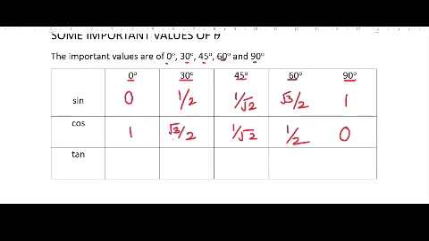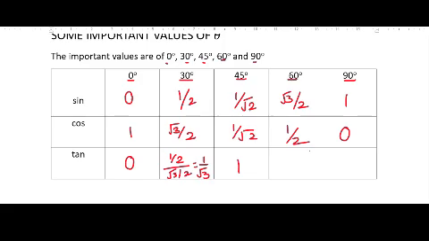Okay, now finally time to find tan. For tan, I told you that tan theta can be written as sin theta by cos theta. So here we'll be doing the same thing. To find tan 0, you'll have sin 0 by cos 0, which is 0 upon 1, that is 0. To find tan 30, you have 1 by 2 upon root 3 by 2, which is equal to 1 by root 3. Then for tan 45, you have sin 45 upon cos 45, which becomes 1 by root 2 upon 1 by root 2. So any number divided by itself is 1, right?